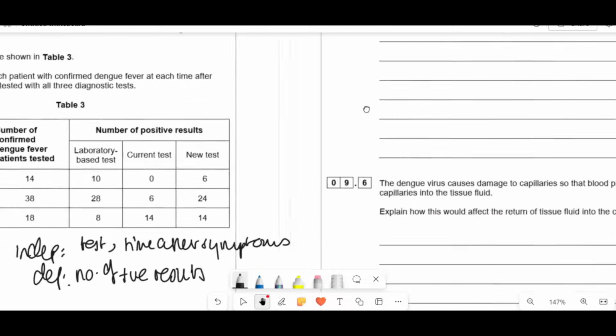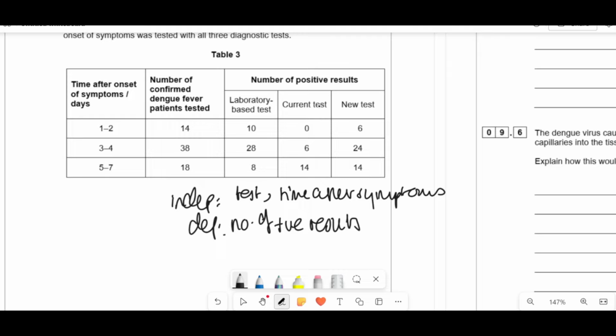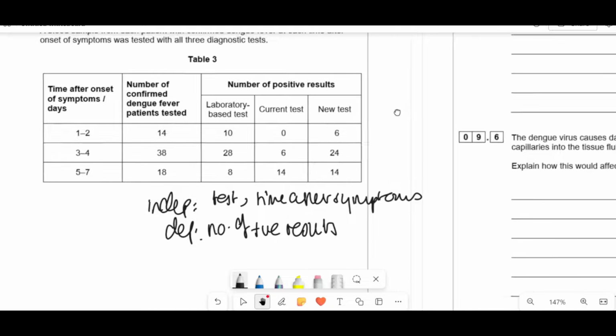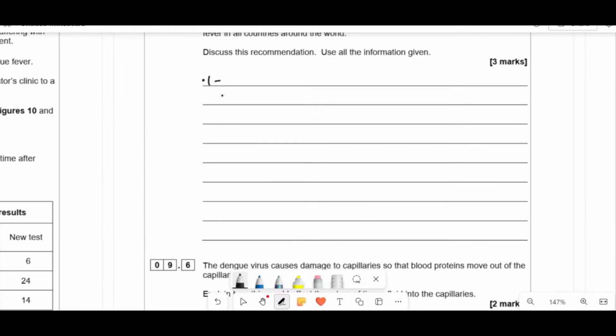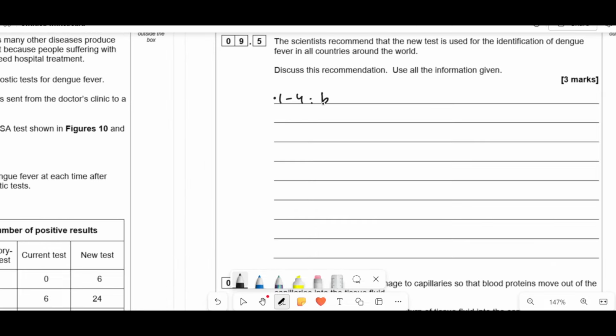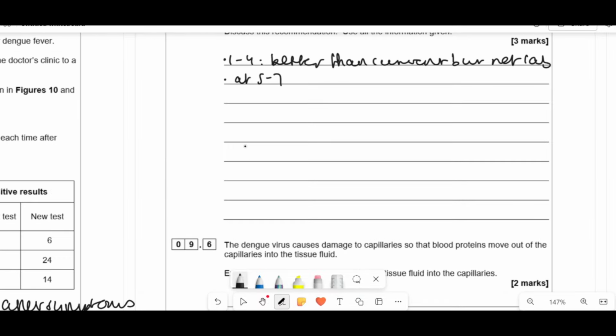So if we have a look, as I was saying just before, it's better than the current test, but not as good as the lab, except at 5 to 7. So at 1 to 4 days, it's better than current, but not the lab. However, at 5 to 7 days, it's better than the lab. Let's think about why that would help.